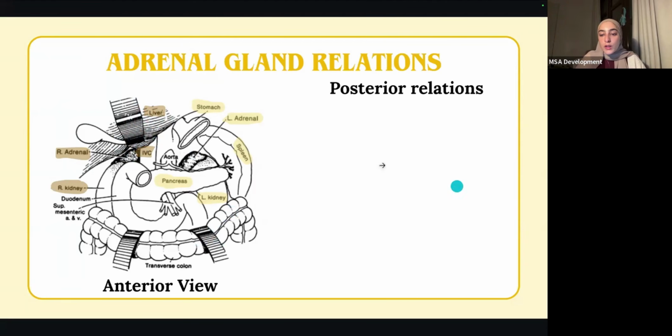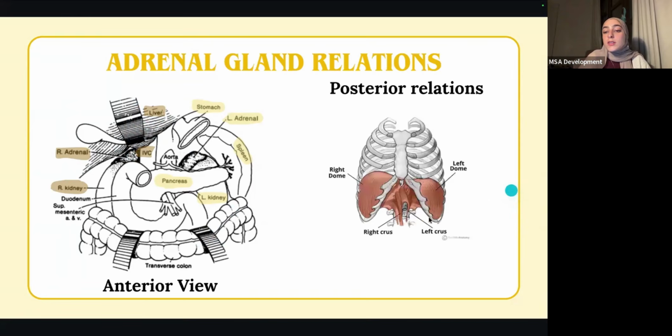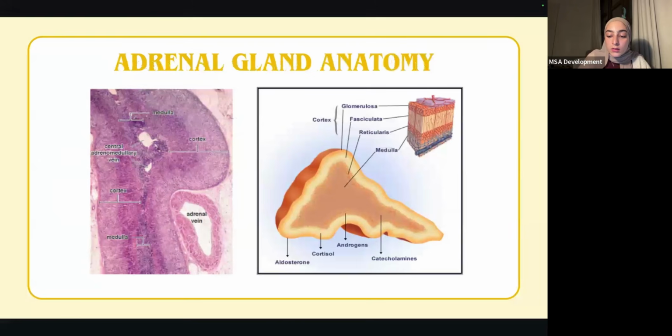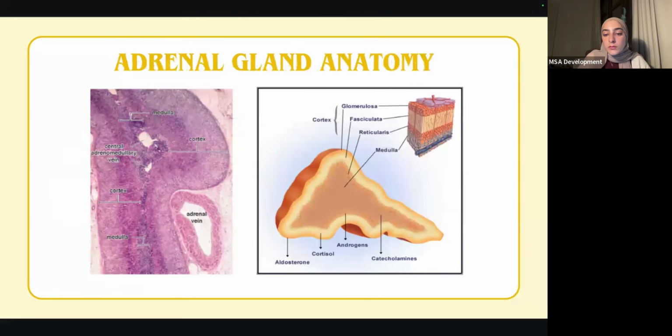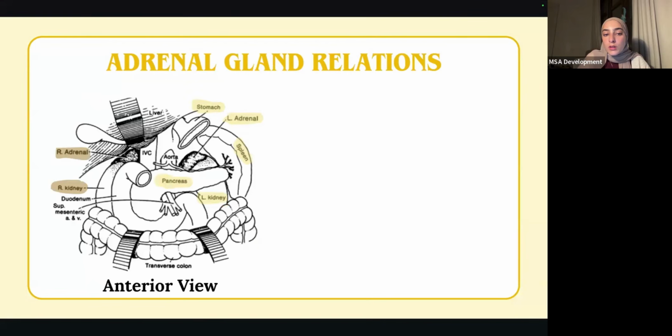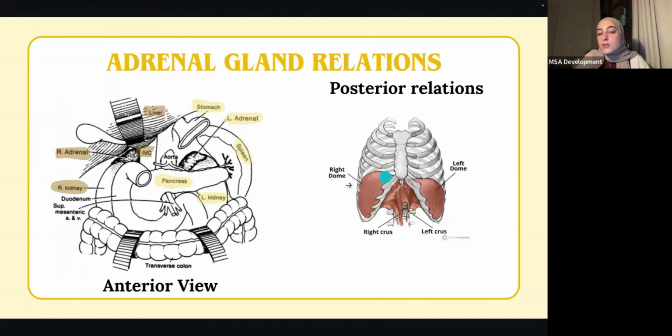For the posterior view, as I told you, it's in the posterior abdominal wall. So I want to show you something. Look at this. This is the diaphragm, okay? And if the kidneys were in the posterior abdominal wall, where would they be? They'd be really close to here. See, they're here. So what is behind the adrenal gland? I want to show you the diaphragm.